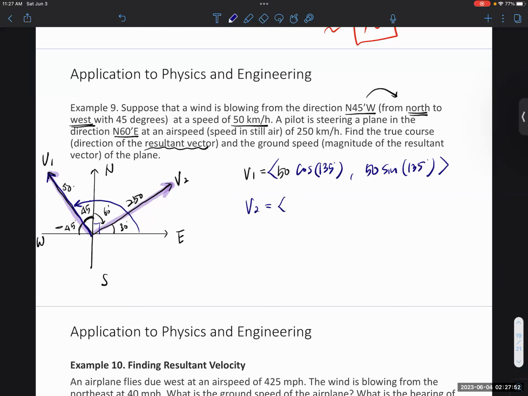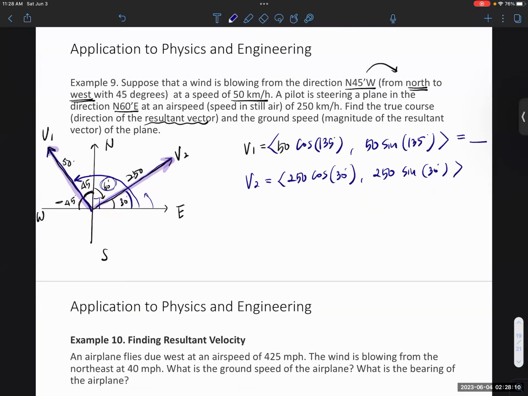Vector 2, what is it? 250 times cosine, this one is no problem, 30 degrees, we're going to use it. 60 is not going to work, so we start from the ground. So 250 sine 30. You're going to evaluate each of vectors 1 and 2, then find the total, that's the resultant vector, V1 plus V2. Please do that. Then you can also find the magnitude, correct?